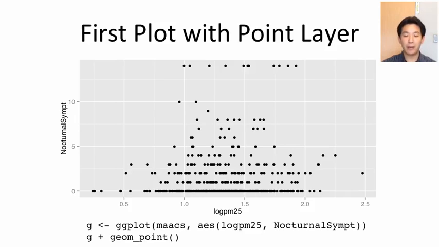So here's the plot, with the point layer added onto it. I've reproduced the code down here at the bottom, just for your reference. And you can see that the default for the points is a solid, filled circle, and I used the default because I didn't specify anything different. And so here are the data.